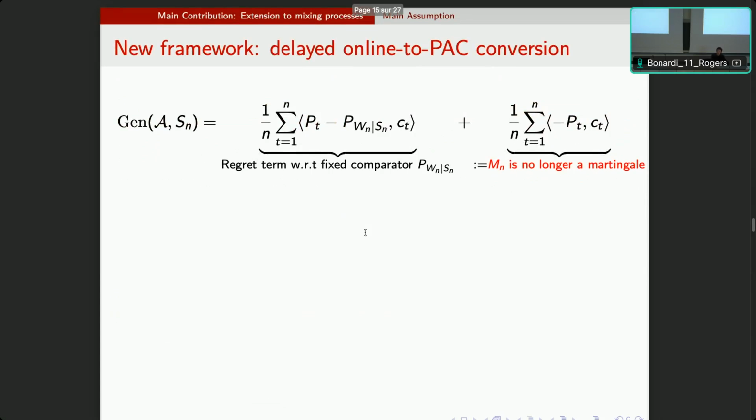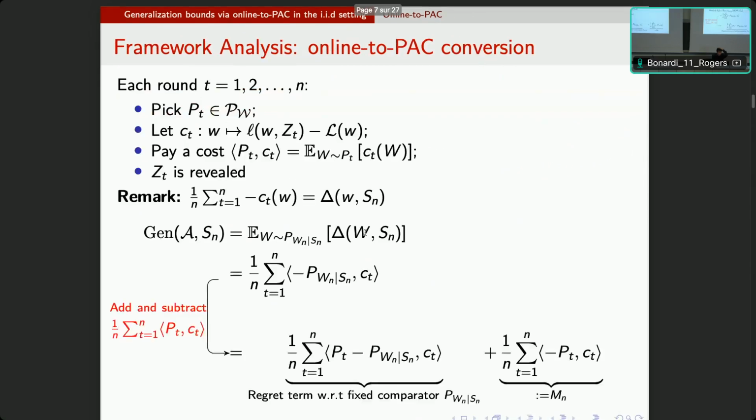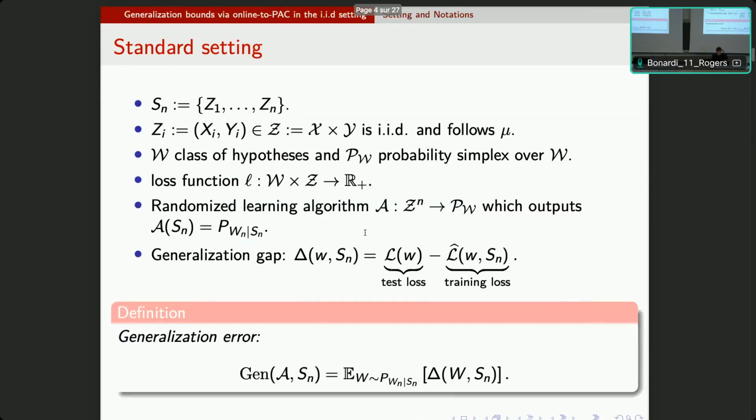So you mean in the non-IID setting? Yes. So the test loss in the non-IID setting works because we have this stationarity assumption. We assume that each point has the same marginal, and LW is defined as the expectation of the loss of W, where W is drawn by Z prime, where Z prime is an independent copy of the whole process with the same marginal. Okay, yeah. Thanks.